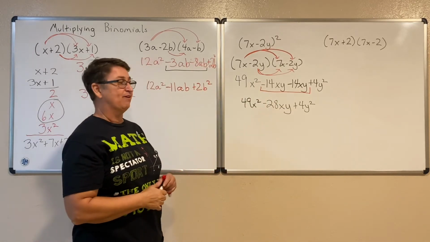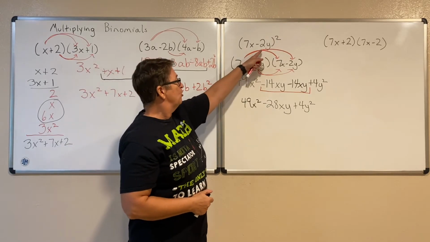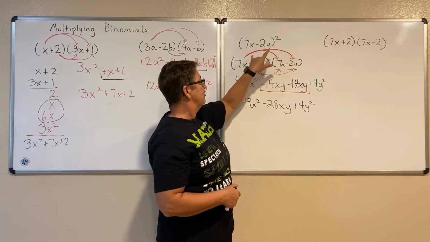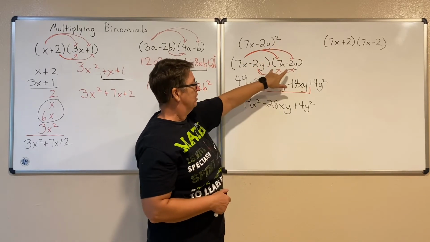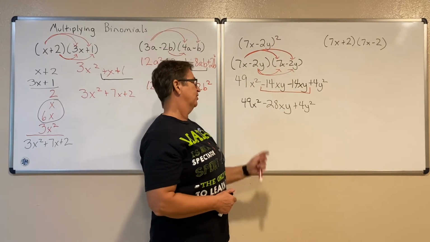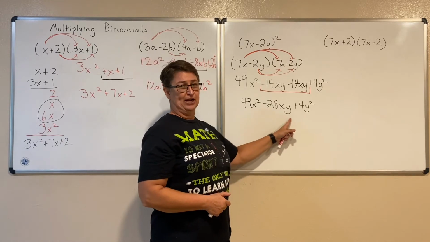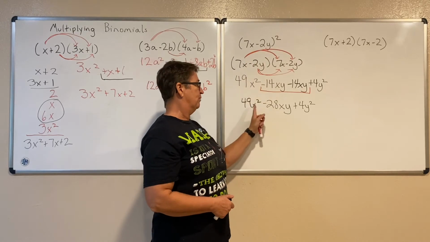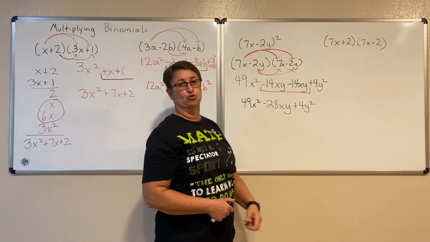And I've simplified this binomial squared. Be sure anytime you have a binomial squared to write it out as a binomial times a binomial to help you. You should end up with a trinomial. Every single time you have a binomial squared, you will end up with 3 different terms, a trinomial.